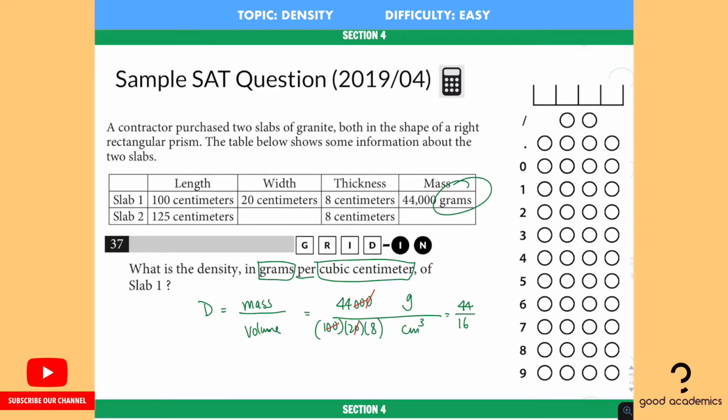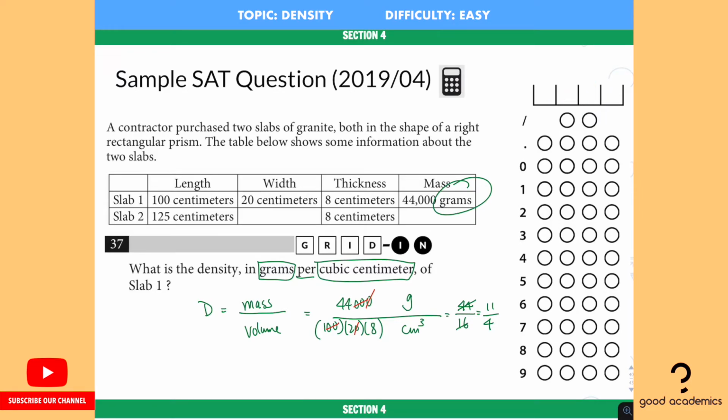Now, you're not going to put down 44 over 16 as the answer because they are both numbers that could be divided by 4, or they're both multiples of 4. So we can actually go ahead and reduce even more. 44 divided by 4 is 11. 16 divided by 4 is 4. So you can simply put 11 over 4 as the answer.